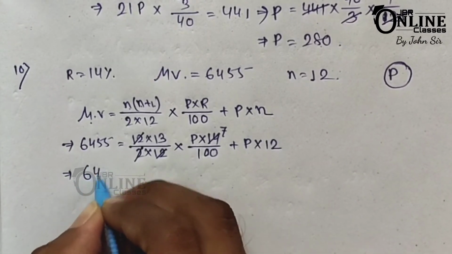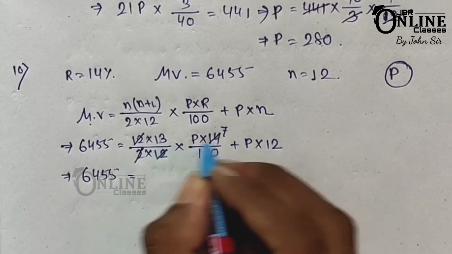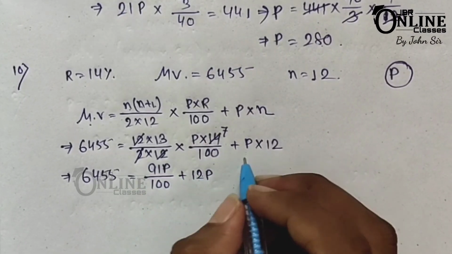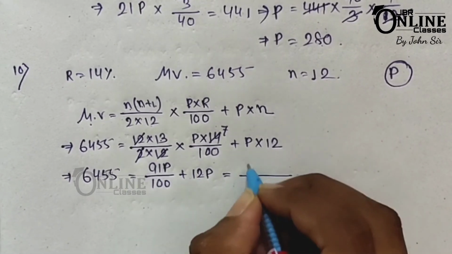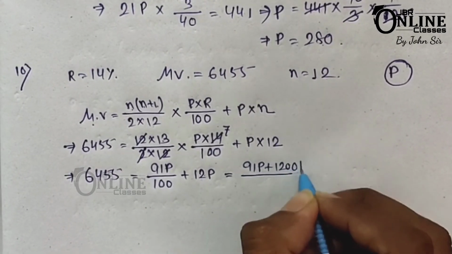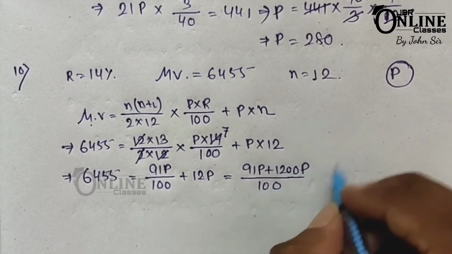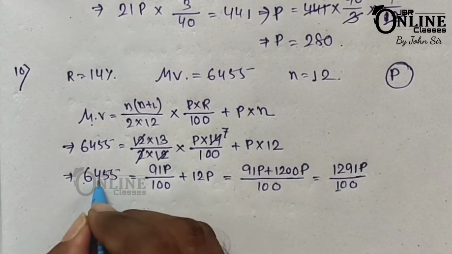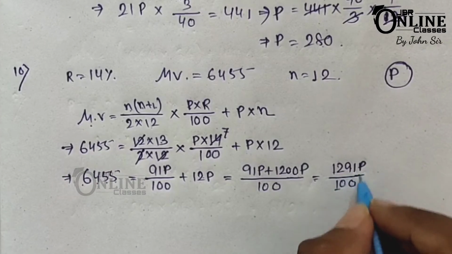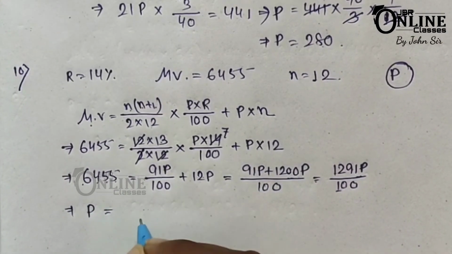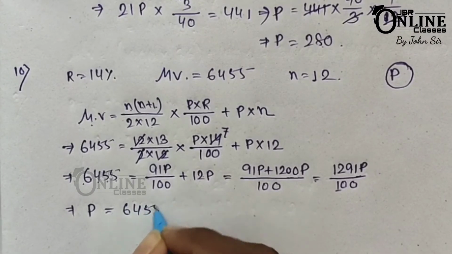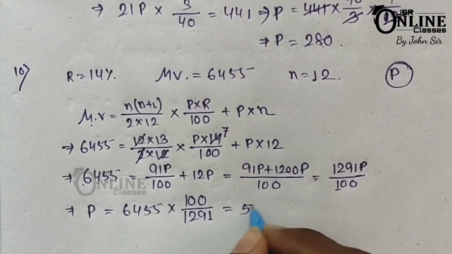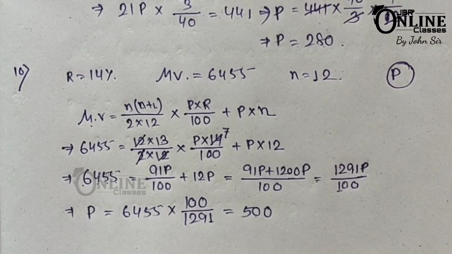So that means 6455 equal to 13 into 7, so 91p by 100 plus 12p. Okay, so that equal to 91p plus 1200p divided by 100. So that equal to 1291p by 100. So 6455 equal to 1291p by 100. So from that equation, p equal to 6455 into 100 by 1291, and that equal to 500. So value of p equal to 500.